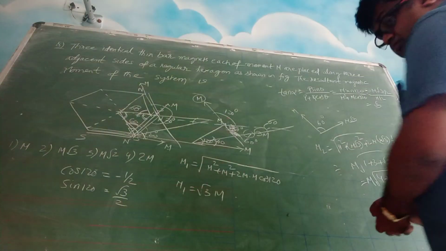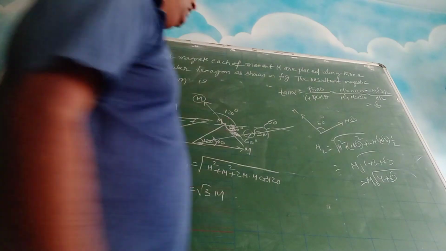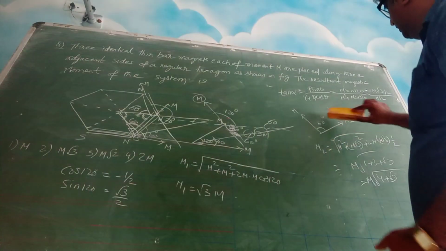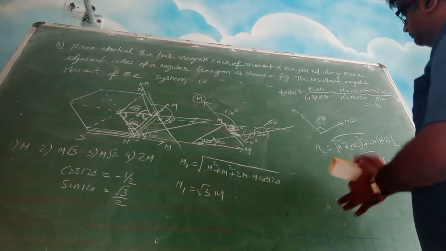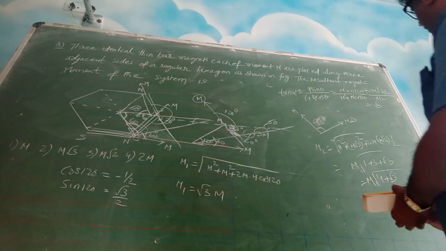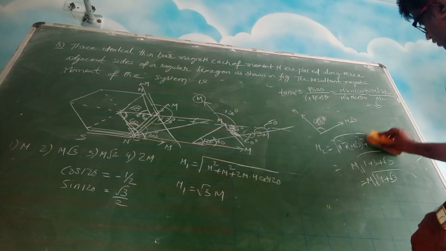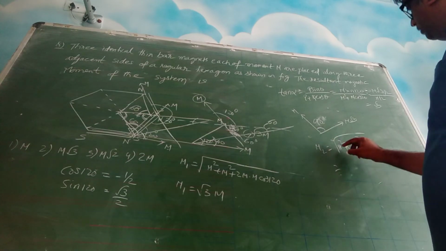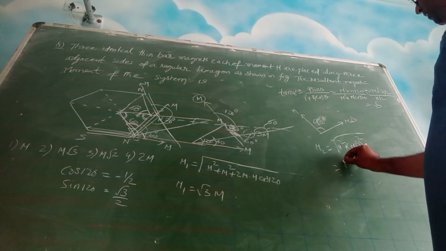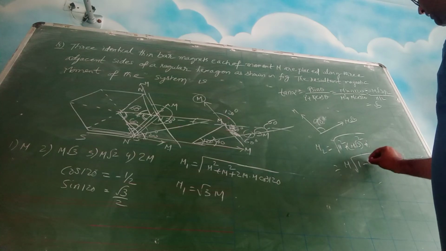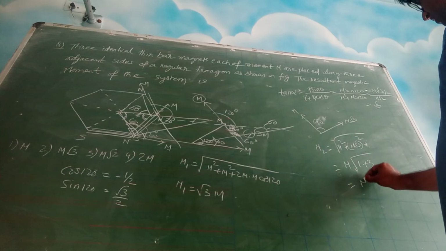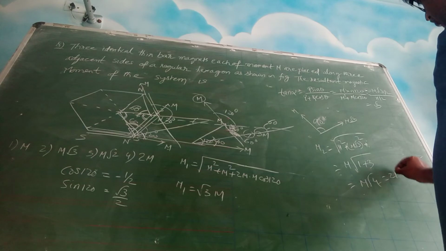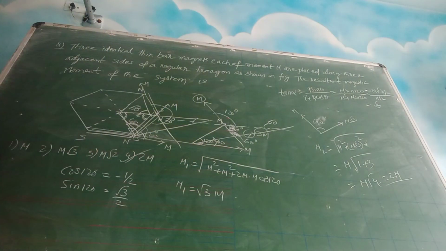So here you have to see that angle is 90 actually. This angle is 90. So if it is 90, this term won't be there. So it is root over m square plus m root 6 whole square. You take out m common, you get 1 plus 3. It is m into root 4. It is 2m. Option 4 is the right answer.